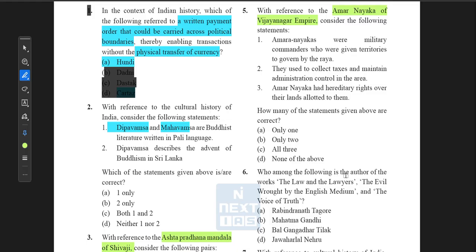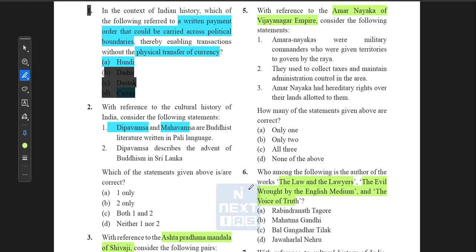Who among the following is the author of the works The Law and the Lawyers, The Evil and the Wrought by the English Medium, and The Voice of Truth? Rabindranath Tagore, no. Mahatma Gandhi, no. Bal Gangadhar Tilak, no. Jawaharlal Nehru, don't know. So I also don't know, so we'll leave this question, but probably I can answer. I think maybe Mahatma Gandhi or maybe Bal Gangadhar Tilak. Okay, so we'll leave this question.